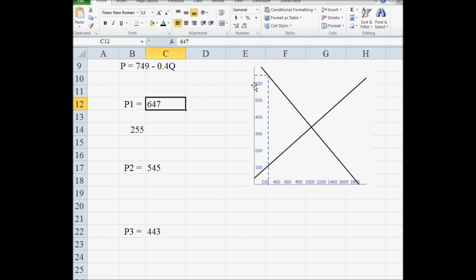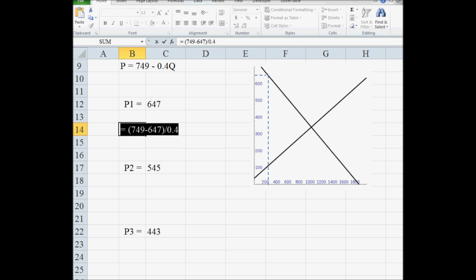So at the price of $647, which is about right here, the quantity is 255. To do the same for the second price of $545, I'm going to copy this equation here and just replace the 647 with 545. And I get a quantity of 510.